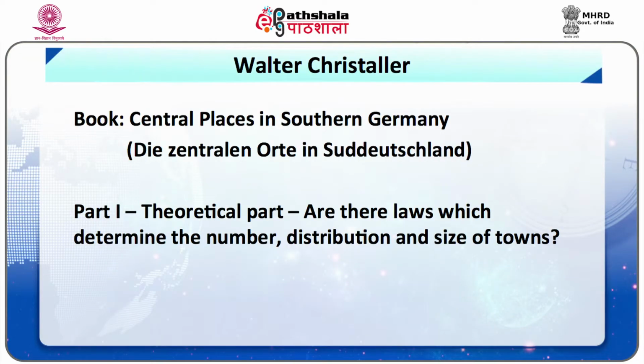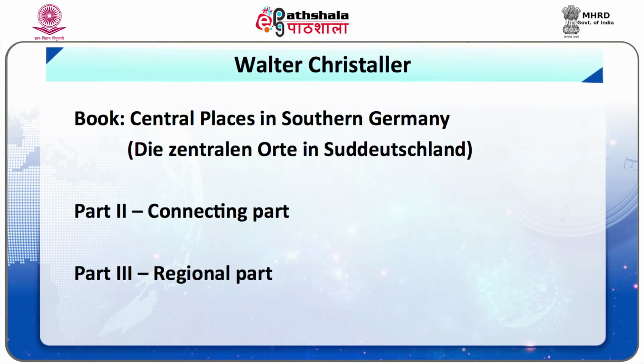Walter Christaller, a German geographer, proposed his theory of central places in his book Central Places in Southern Germany in the year 1933. He divided his book into three parts. The theoretical part was concerned with the setting up of the theory. The connecting part mostly considered practical methods whereby the theory could be tested in the real world. And the third was a regional part, where southern Germany was examined.